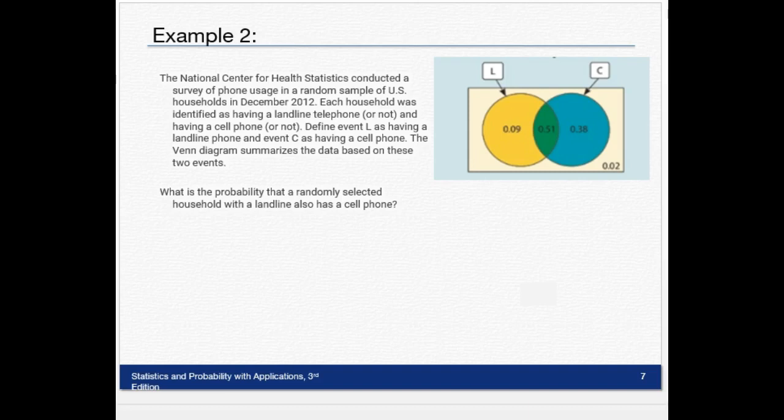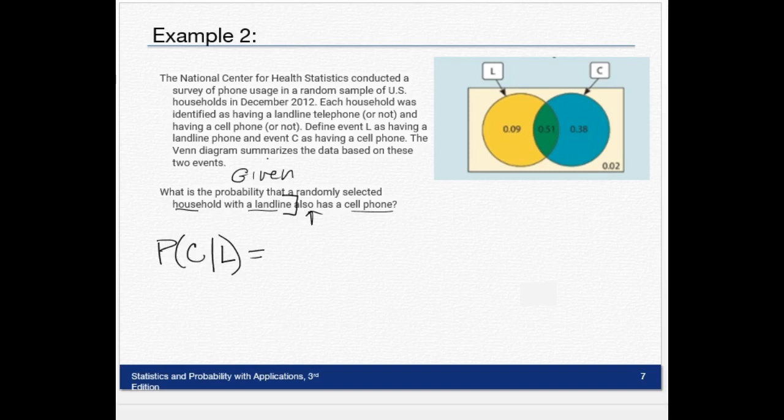Okay. Now, question is, what is the probability that a randomly selected household with a landline also has a cell phone? Now, the given is this first statement here, the landline. Given they have a landline, also has a cell phone. So even though they don't use the word given, this is conditional because it has also. All right. So in the notation, I would say the probability of a cell phone, given a landline.